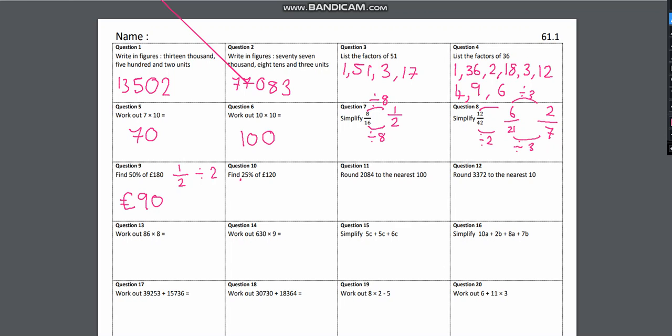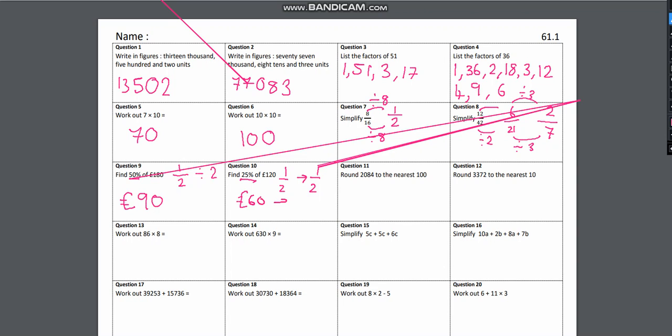Now, you might notice that 25 is actually half of 50. Let's do it again. Half of 50% is 25%. So all I've got to do to 120 is halve it to find 50%, and then halve it again. Okay, so I just want to halve it twice. So half of 120 would be £60. But then I'm going to halve it again, and I'm going to get my £30, okay, and that's your final answer.